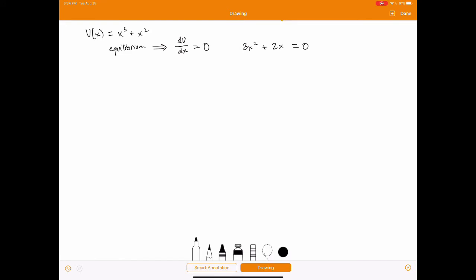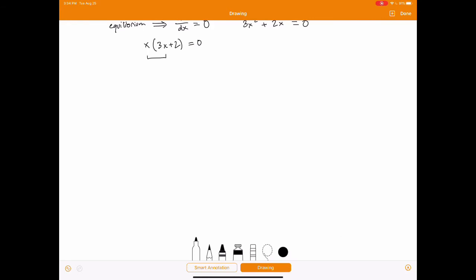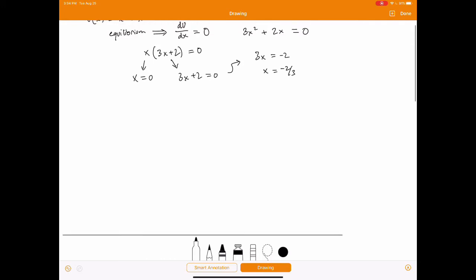So let's simplify this a little bit. I can pull out a factor of x, and then we'll have x times (3x plus 2) equals 0. So there's two ways this could work, right? If I have two numbers that I'm multiplying together, and the result is 0, one way that could happen is x is equal to 0. The other way is if 3x plus 2 is equal to 0, in which case we'd have 3x is equal to negative 2, or x is equal to minus 2/3. Okay, so here, let's underline: x equals 0, x equals minus 2/3 are the two potential equilibrium positions.